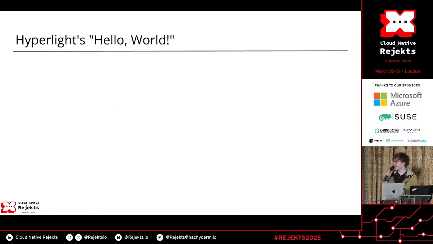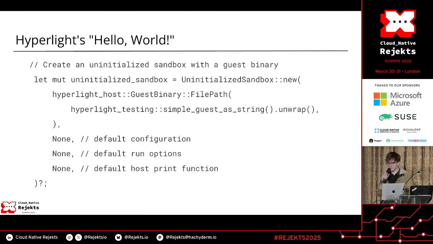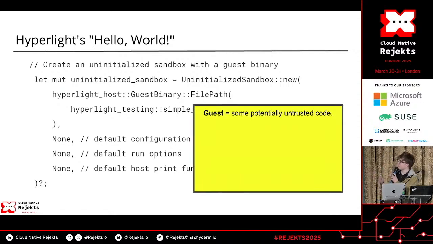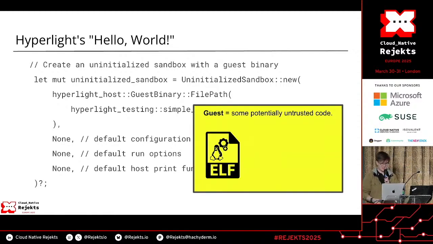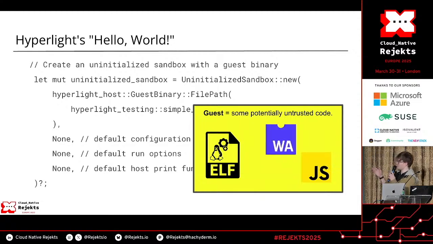Okay, let's take a look at a quick Hyperlight Hello World application. What does it entail to use Hyperlight? First off, the very first thing you have to do is create an uninitialized sandbox. What you do here is you have some potentially untrusted code that you load onto the sandbox. This can be a native ELF binary, it can be JavaScript, it can be WebAssembly. We'll show examples in this presentation running WebAssembly, but we also have blog posts, shoutouts Ludwig, for running JavaScript that you can Google and find. Probably just searching Hyperlight JavaScript will find you that blog post.